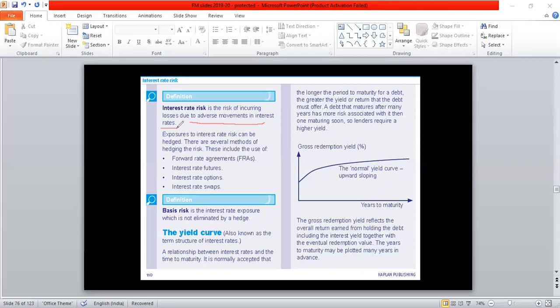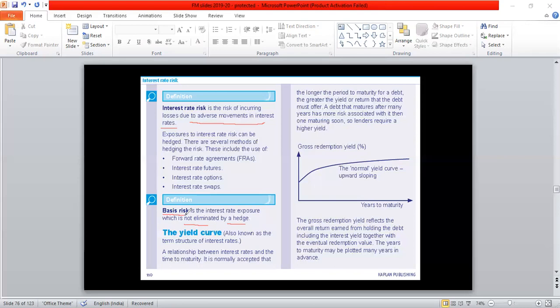Definition. What is the basis risk? Basis risk is the interest rate exposure which is not eliminated by hedging. So even if you are managing, mitigating, reducing the loss, anything which is not eliminated, we call it basis risk. Something like leftover. In spite of managing it effectively, if something is still remaining, that is the basis risk.